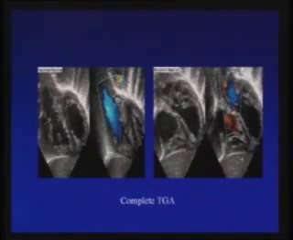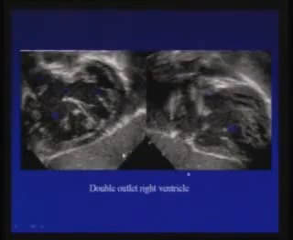And for transposition of great vessels, you have to go from the situs, situs solitus, AV concordance, VA discordance, and then the relation of the great vessels.